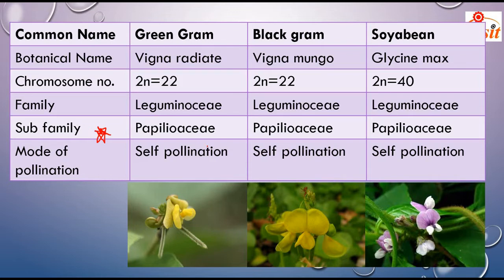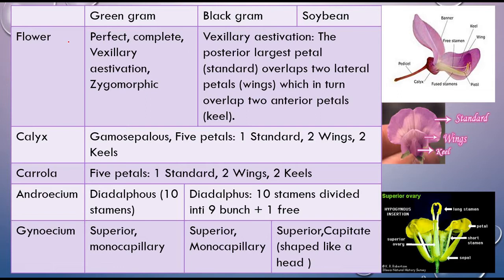Then see here the flower type. The flower of these three crops is a perfect one. What is meant by a perfect flower? The flower which contains Androecium and gynoecium is called a perfect flower. Then the flower is a complete one. Why is it a complete one? Because it contains calyx, corolla, Androecium and gynoecium. Those flowers which possess Androecium, gynoecium, calyx and corolla are called complete flowers.